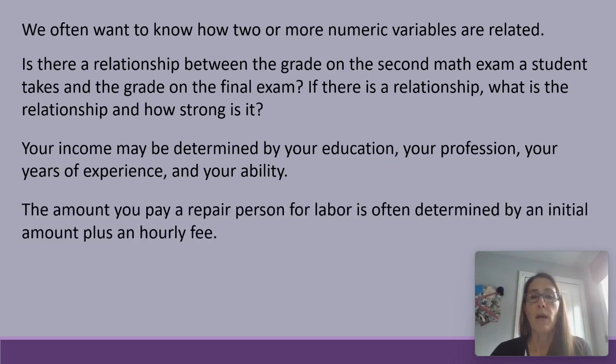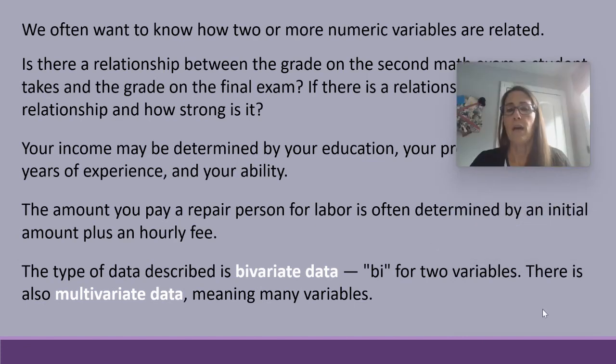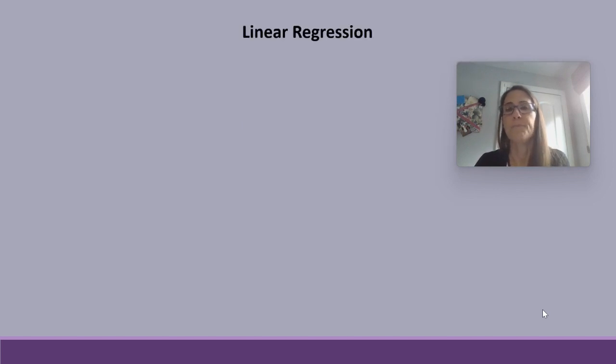The amount you pay a repair person for labor is often determined by an initial amount plus an hourly fee. And this type of data that we're talking about is bivariate data, bi for two variables. There is also multivariate data, meaning many variables, but those relationships are a lot more complicated, and we're just going to focus on bivariate data here.